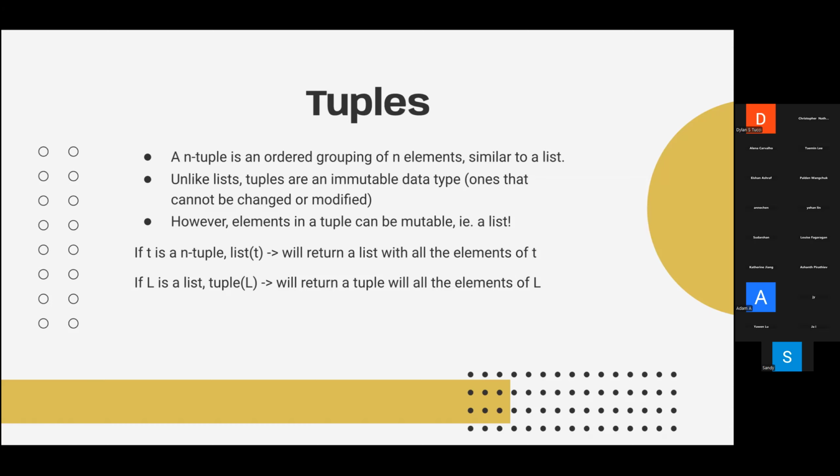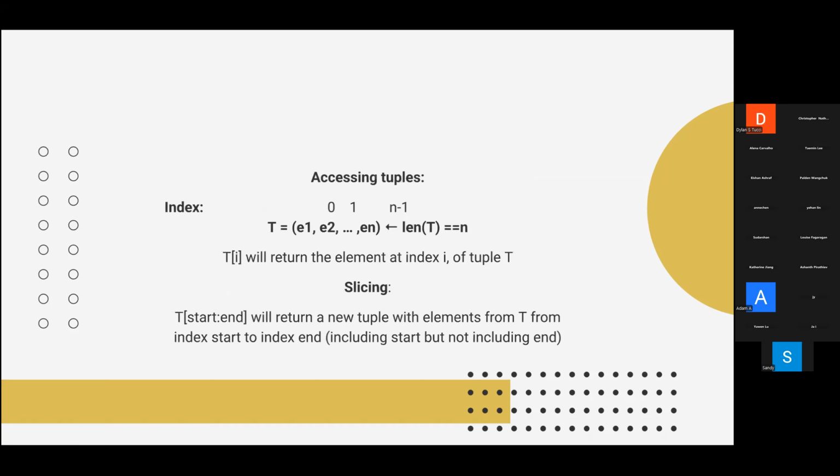So you can see that there are a lot of similarities. Tuples and lists kind of go hand in hand. However, tuples are immutable. You can't change the elements within them. So how would you go about accessing a tuple? Since it is very similar to a list, we know that it starts with index 0 and goes up to index n minus 1 if the length of the tuple is equal to n.